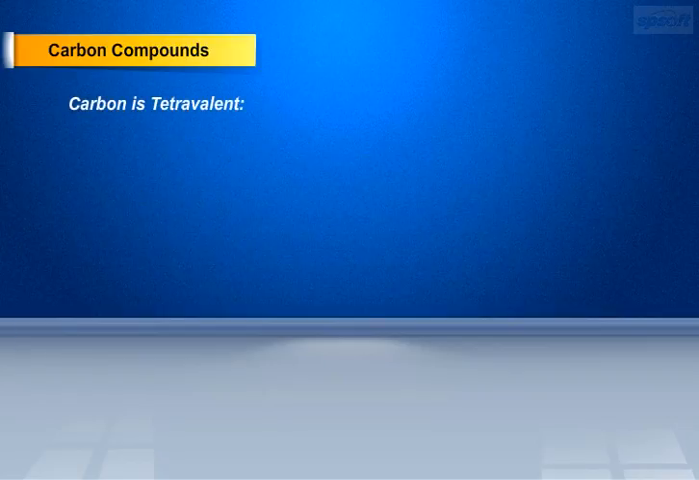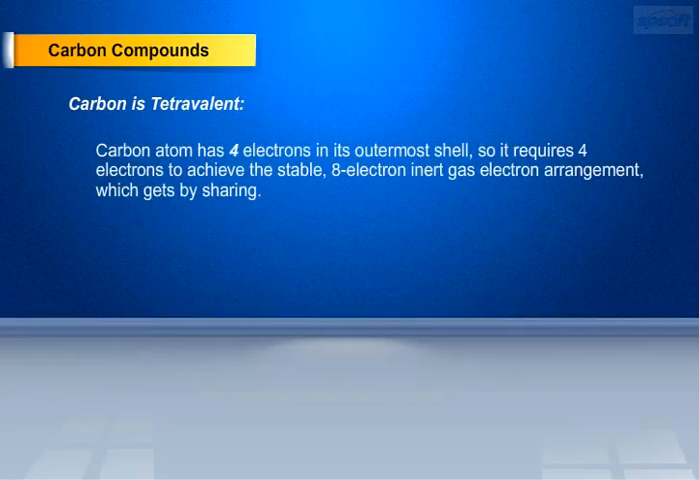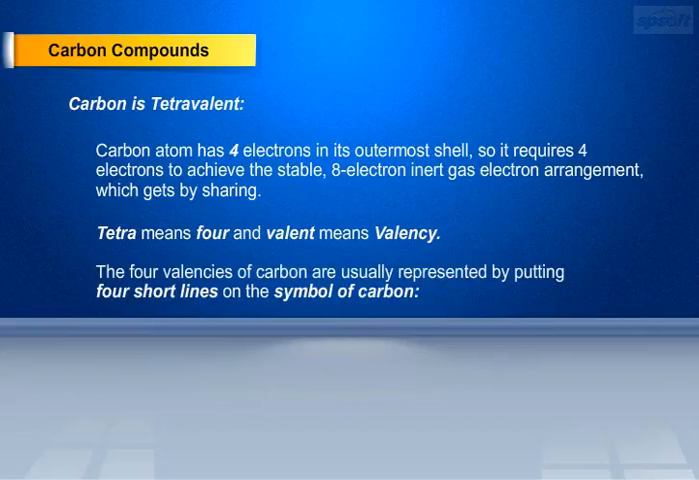Now, let us see the tetravalency of carbon. Carbon is tetravalent. A carbon atom has 4 electrons in its outermost shell. So, it requires 4 electrons to achieve a stable 8-electron inert gas electron arrangement, which it gets by sharing. Tetra means 4, and valent means valency. The 4 valencies of carbon are usually represented by putting 4 short lines on the symbol of carbon.